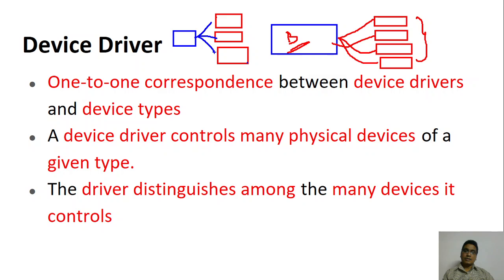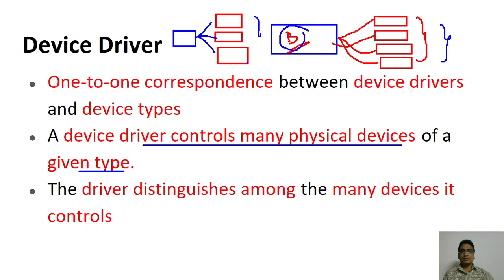So a device driver controls many physical devices of a given type. So for a given type, like a block device, you have a block device driver. For character devices, we have a character device driver. So there is a device driver that controls many devices of one type. In other words, a device driver controls many physical devices of a given type.